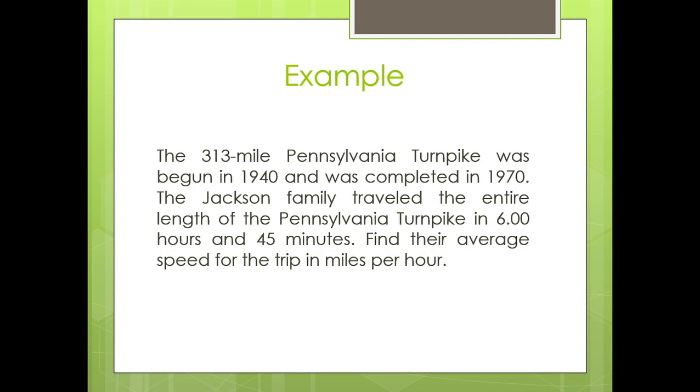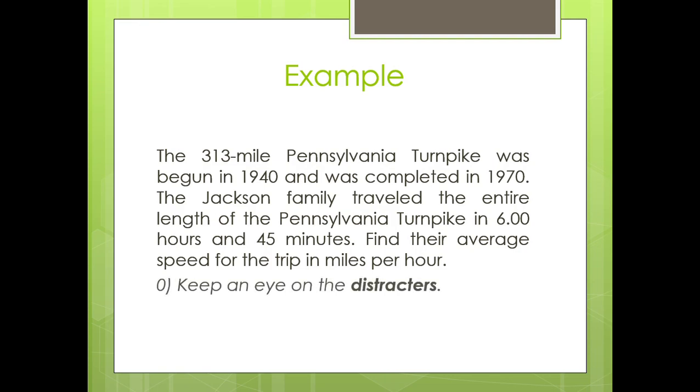Okay. So here I have one example. The 313-mile Pennsylvania Turnpike was begun in 1940 and was completed in 1970. The Jackson family traveled the entire length of the Pennsylvania Turnpike in 6.00 hours and 45 minutes. Find their average speed for the trip in miles per hour.